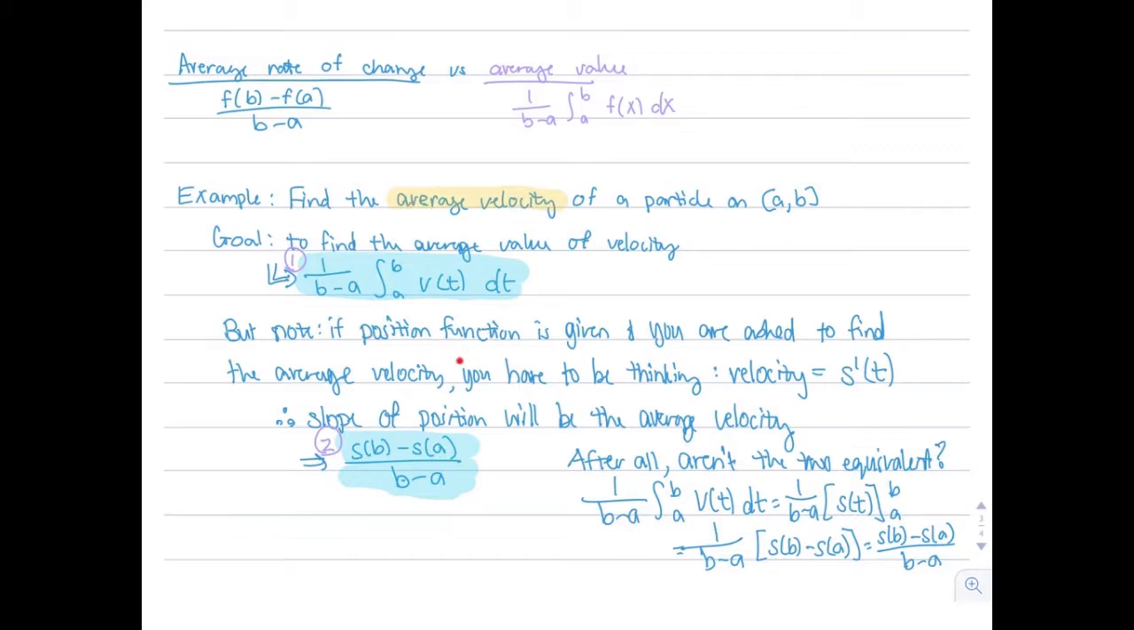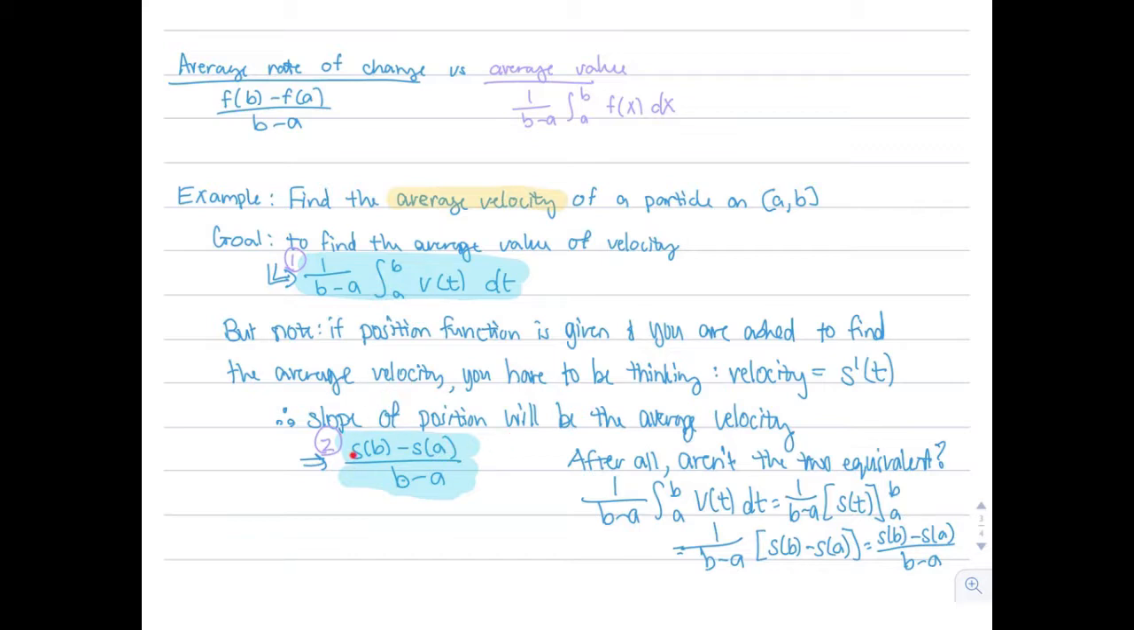Now, there's an alternative way to solve this average velocity question if you're given information about the position function. If you're given information about the velocity and you want to find the average velocity, then you want to find the average value of that function. But if you're given the position function, then to find the average velocity, you have to think a bit. What's the relationship between position and velocity? Well, you know velocity is the derivative of position. So the average velocity would simply be the slope of that position function.